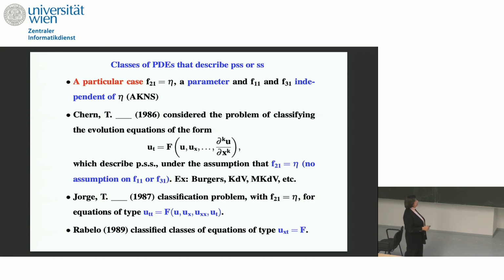And then you get Burgers, KdV, modified KdV, etc. In this paper, later we looked for equations of this kind, u_tt equal to f, with derivatives in x up to second order. Still F21 is equal to eta. And Rabelo in '89, who was a former student of mine, looked for equations of u_xt equal to f.